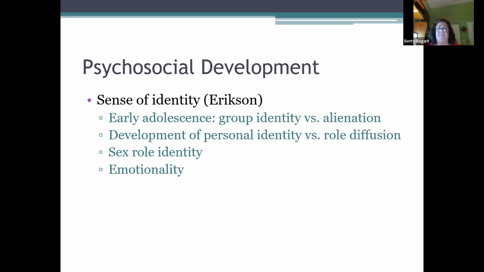Now, Erikson talks about a sense of identity. Who is Erikson? Well, he says, what does identity mean? Well, identity is who am I? What am I going to be? What do I want to do when I grow up? Do I like me? Body image is horrible then.